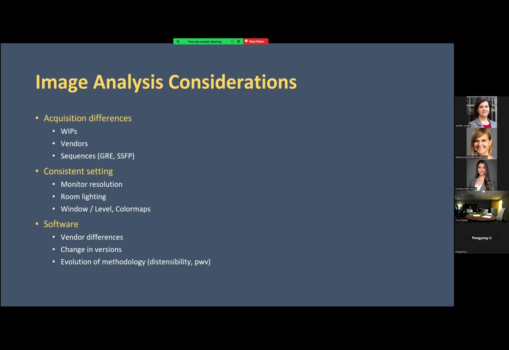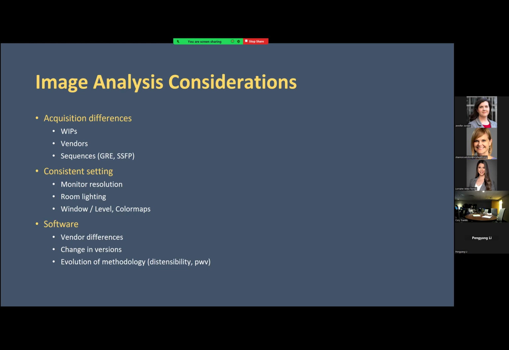And then finally, we note any software differences. If there's a vendor software platform upgrade or a change in the analysis software that we're using, we will note that as well. And sometimes we have an evolution of methodology. We've seen this with pulse wave velocity, where we can do a 2D pulse wave velocity through plane, or we can do the aortic arch in plane and get the pulse wave velocity.